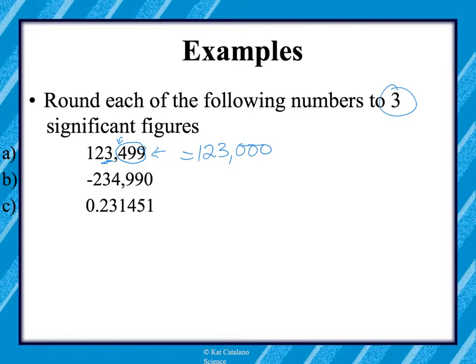Go ahead and pause for a moment and see if you can round the other 2 numbers in these examples to 3 significant figures. When you're ready, resume and we'll take a look at them together.